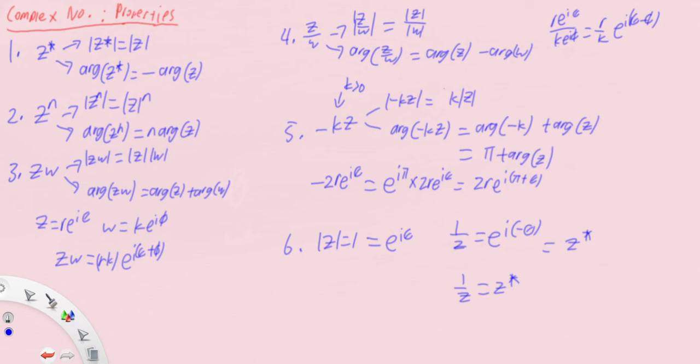Some questions might purposely give you modulus 1, and this is the important property they want you to use, where 1 over z, or z to the power minus 1, is actually the conjugate. And this only works for modulus of 1. So take note of this property. It can be very useful.